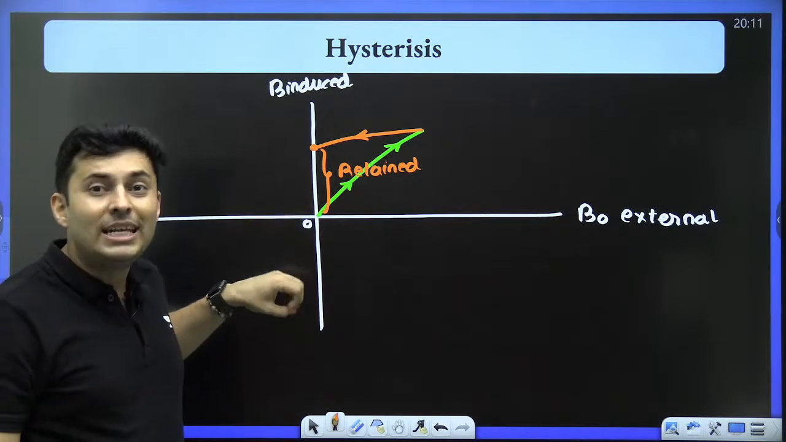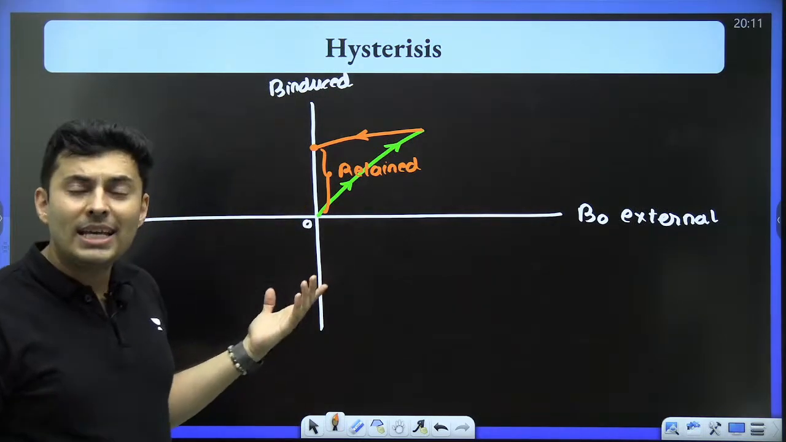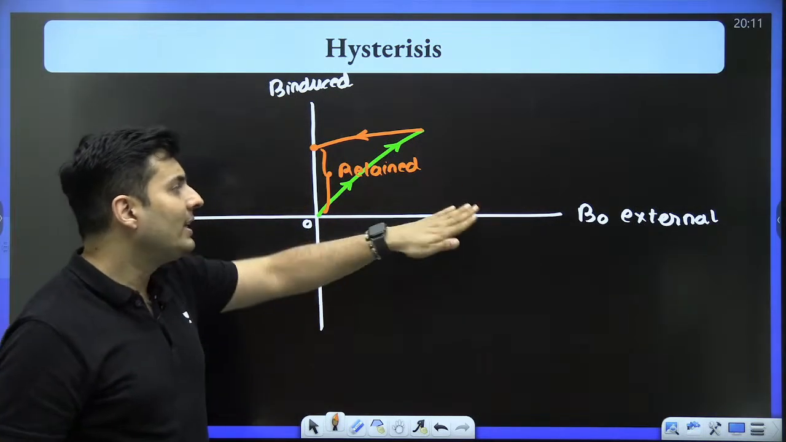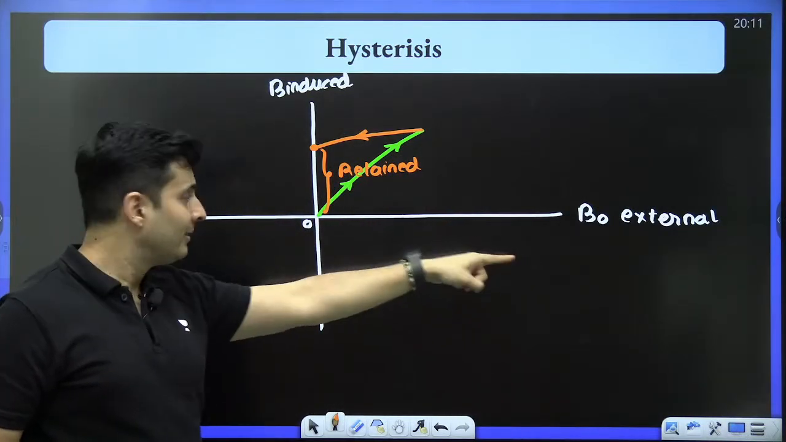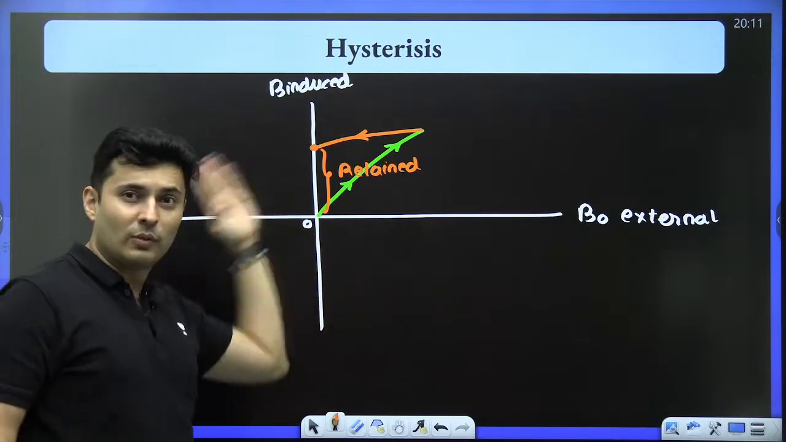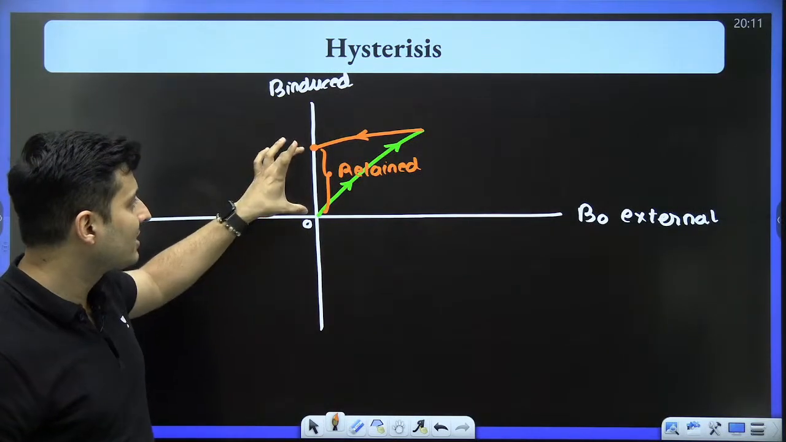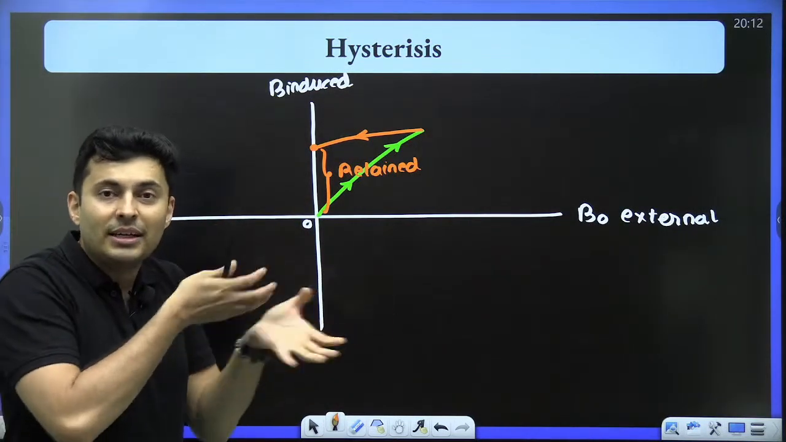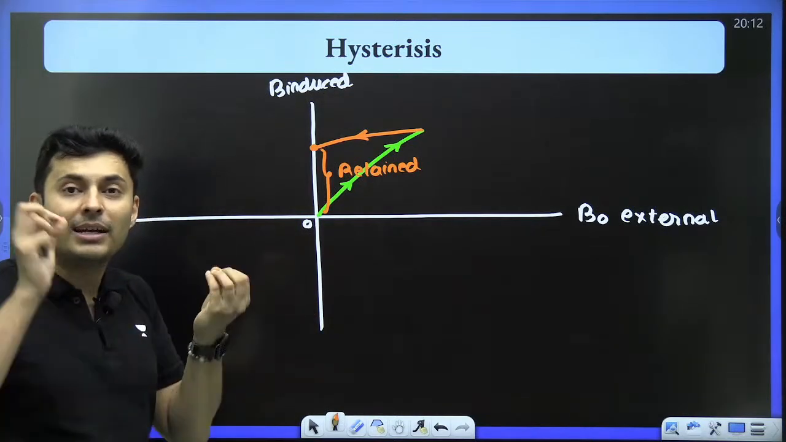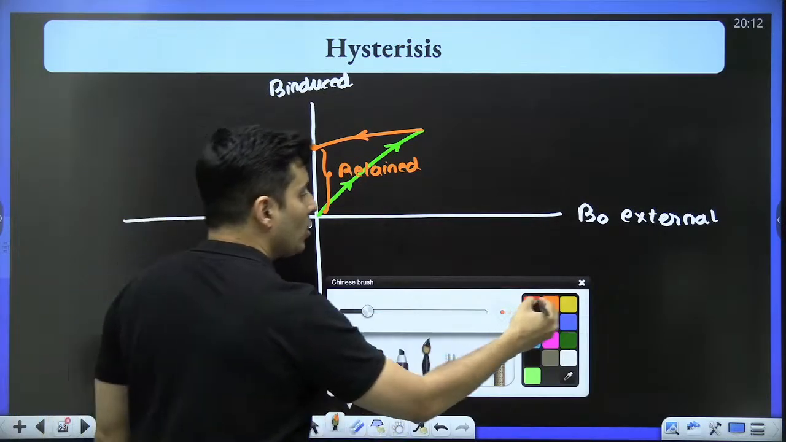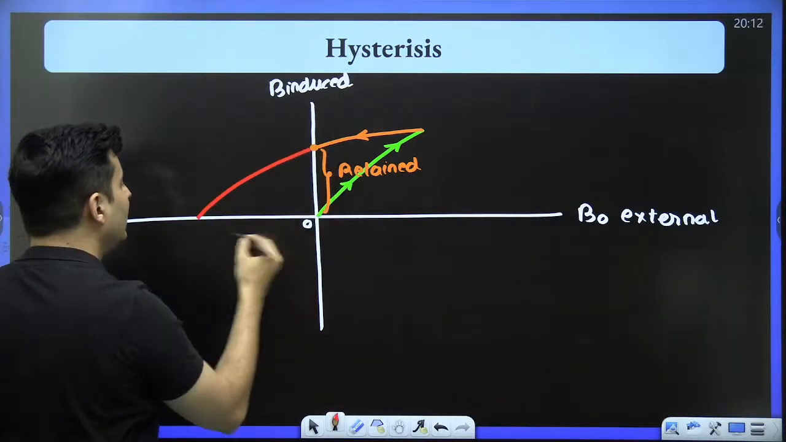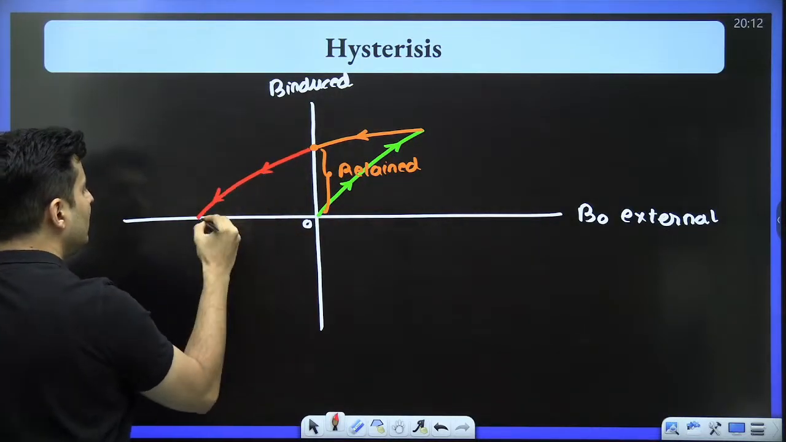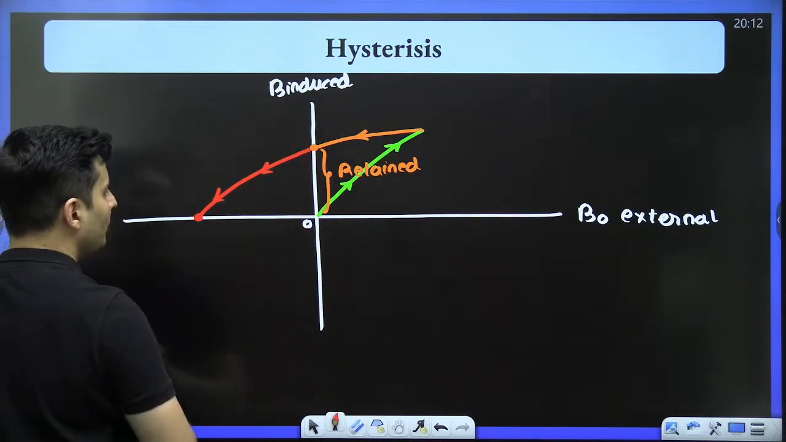Now I want to demagnetize it. If I want to demagnetize it, what will I do? I will reverse the external field. That means B naught, which was positive, will now be negative. So this magnetism which was induced will slowly disappear and come to zero. So I'll have to reverse the magnetic field so much that the induced field comes down to zero value.